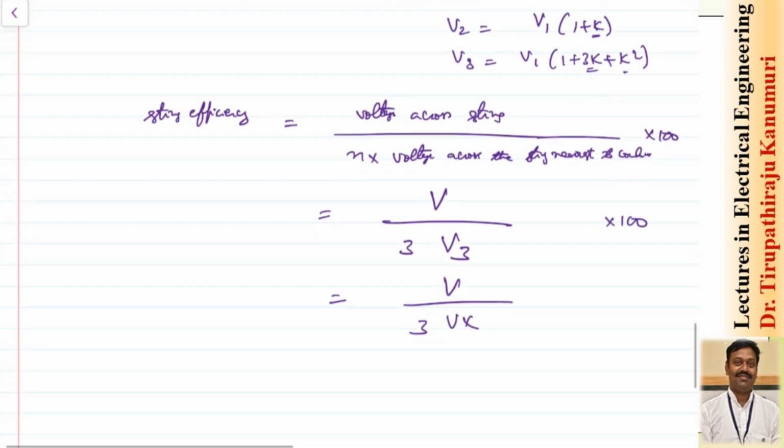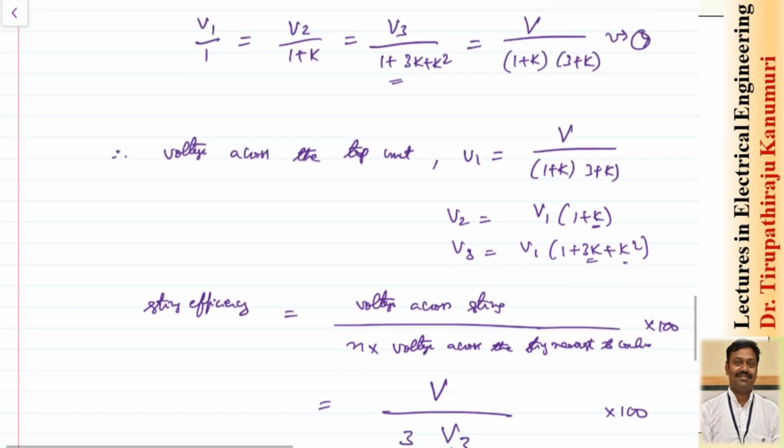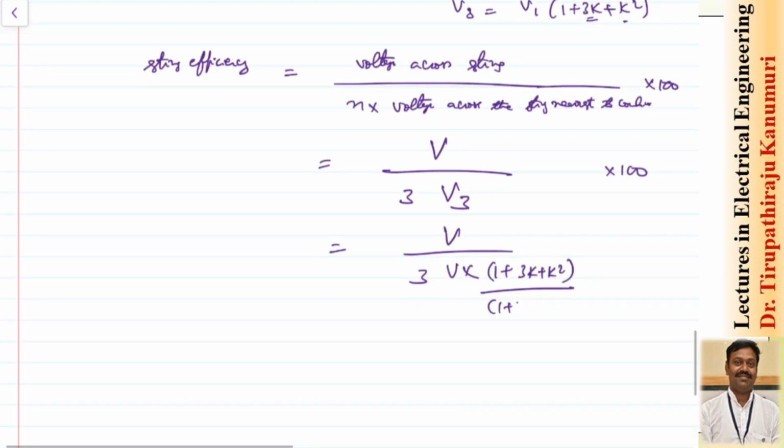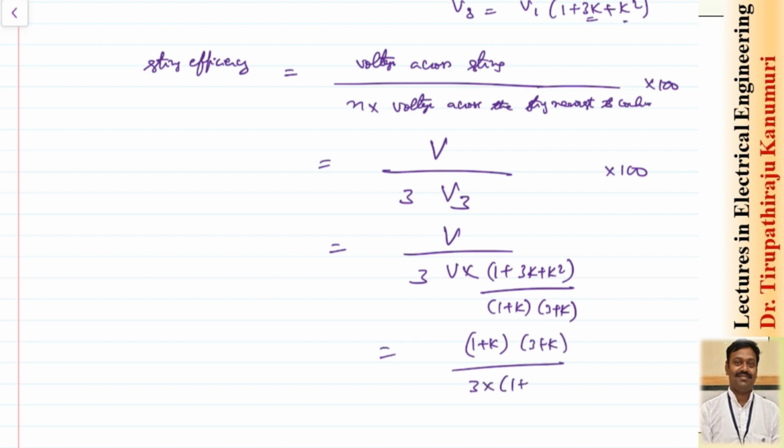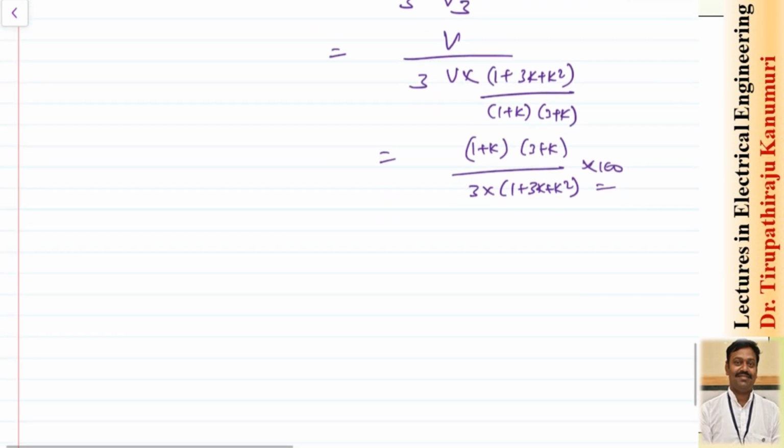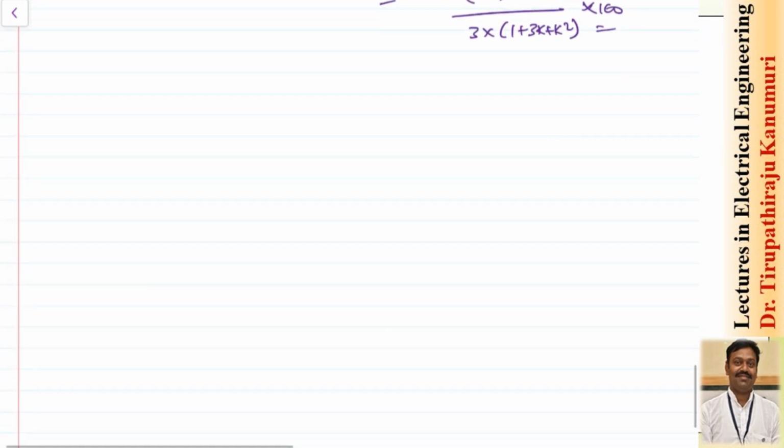So 1 plus 3K plus K square divided by 1 plus K into 3 plus K. This term comes to the numerator, so this will become 1 plus K into 3 plus K divided by 3 times 1 plus 3K plus K square. This is the equation, multiplied by 100. Because of this, the string efficiency will always be less than unity, or the string efficiency is always less than 100%.